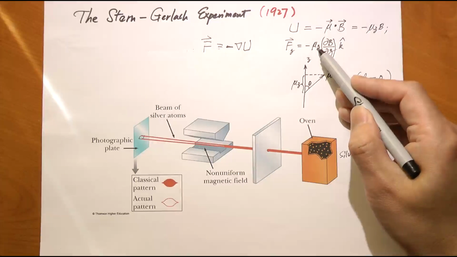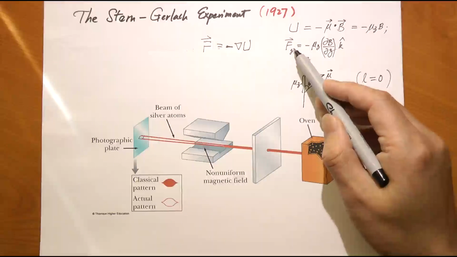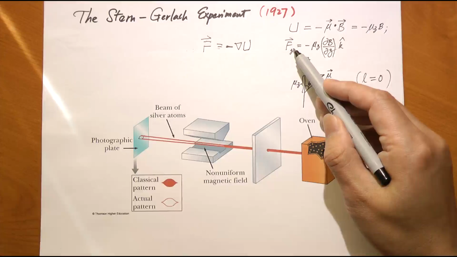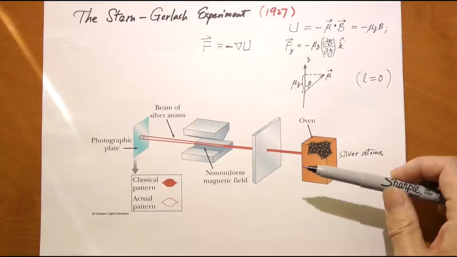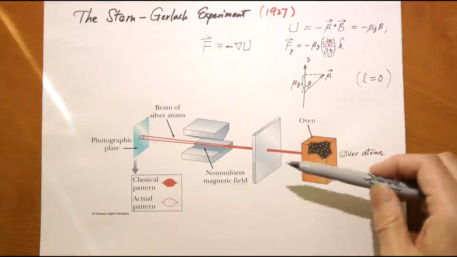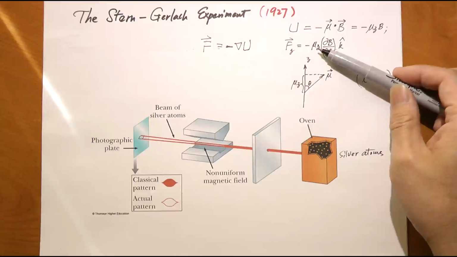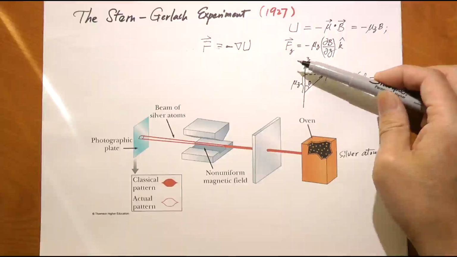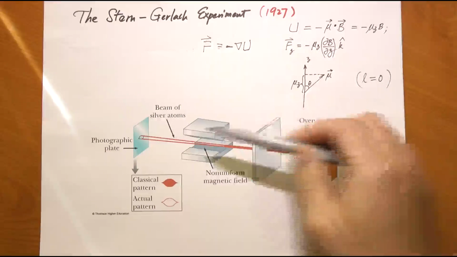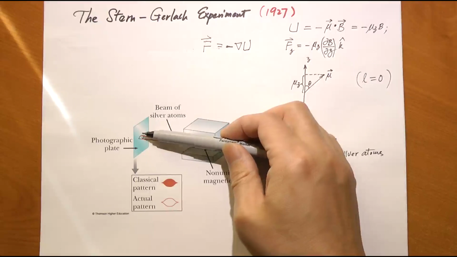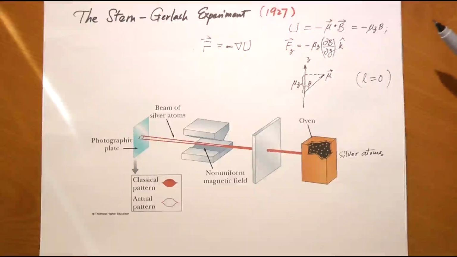Okay, and then if there are 3 different values of mu z, then there will be 3 different forces acting on this beam. So within the beam of silver atoms, let's say there are 3 different types of atoms with 3 different mu z values, then they will receive 3 different forces. So after going through this, they're going to split 3 ways, right? They're going to hit the photographic plate in 3 different places. How many different places did they find?